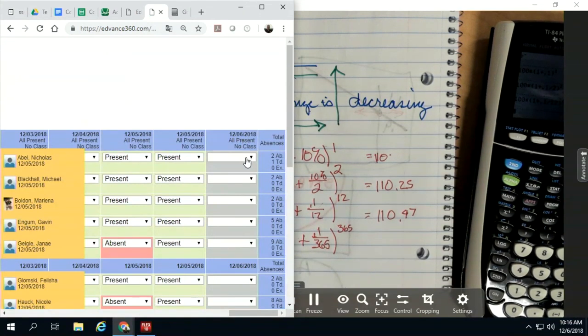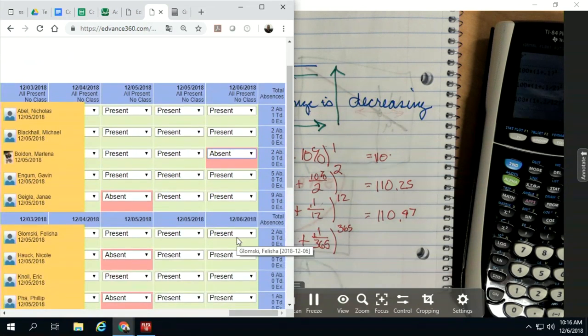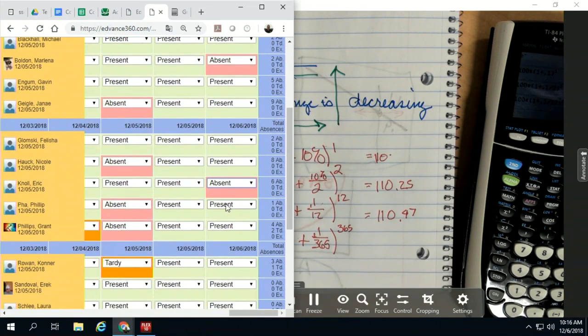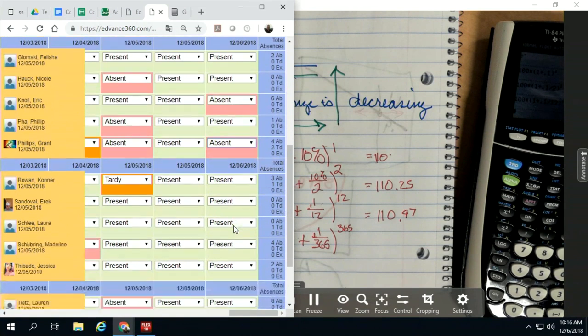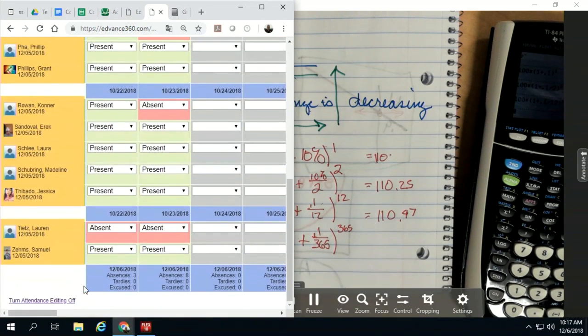Okay, Nick, Michael, yep. Merlina, nope, not today. Gavin, Janae, Felicia, Nicole, Eric, Phil, yeah. Grant. Connor is here, Eric is here, Madeline's here, Jessica's here, Lauren is here, and Sam is here. Okay.